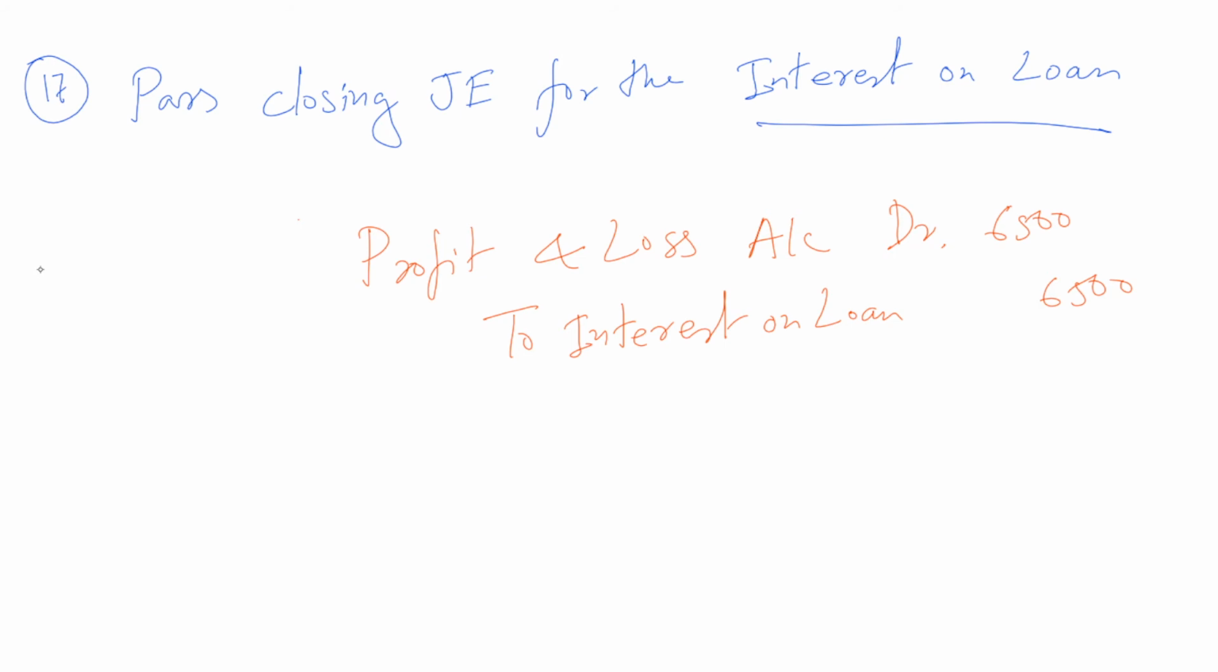See, in the profit and loss account, on the debit side, interest on loan is appearing because it is an expense. So this is the reason why these things are posted like this, to interest on loan. Okay, this is the closing entry. Similarly, for interest on FD, that amount will be interest on FD debit to profit and loss account. This is the closing entry. Okay, so these are the closing entries.